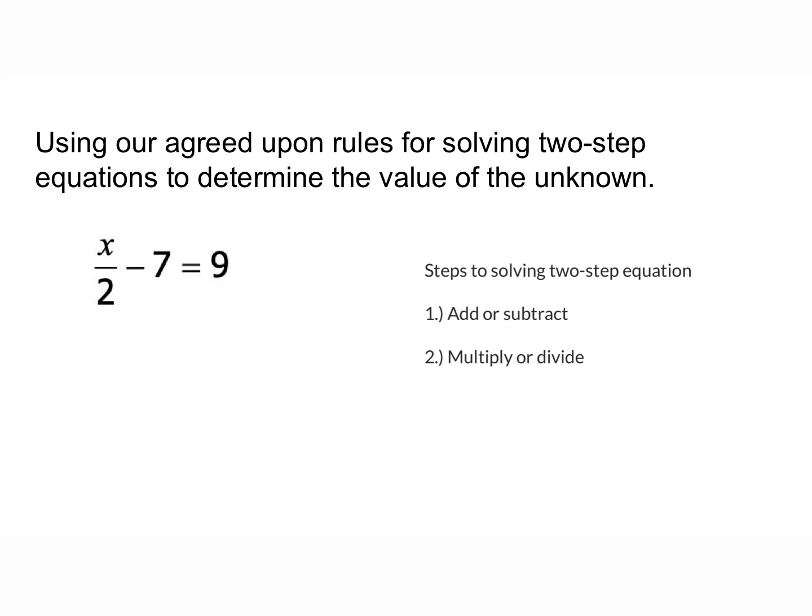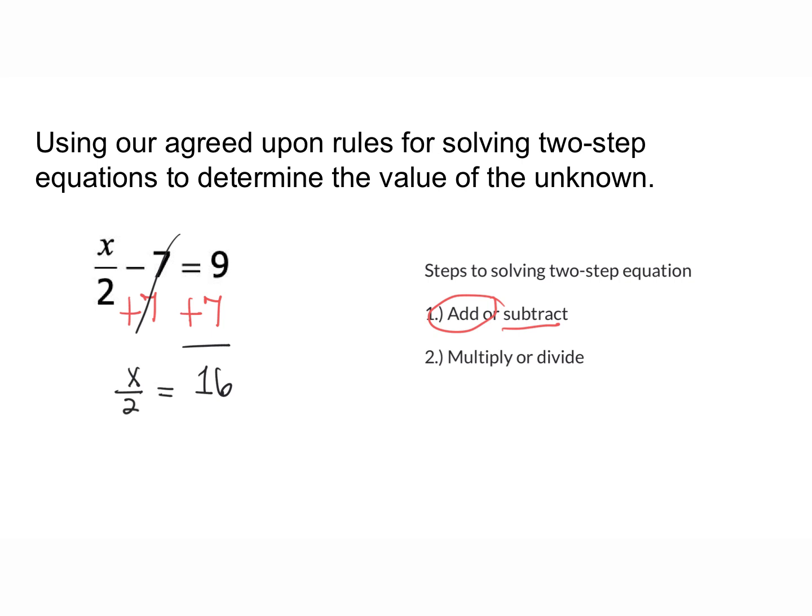All right, so first we're going to add or subtract. We have subtracting in the problem, so we're going to add. We're going to add our constant again, 7. So we're going to have this cancel on this side. 9 plus 7 is going to be 16. Then we have x over 2 equals 16.